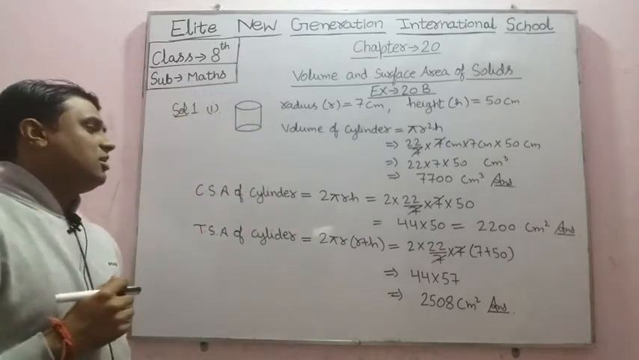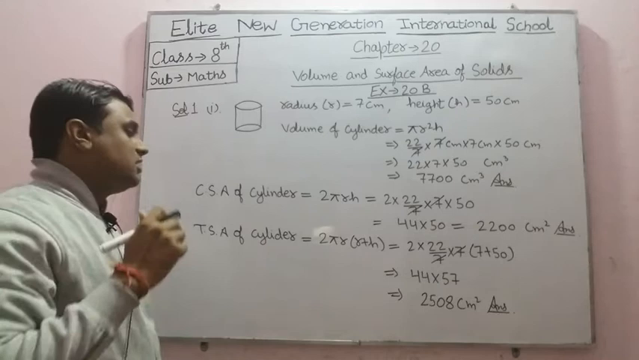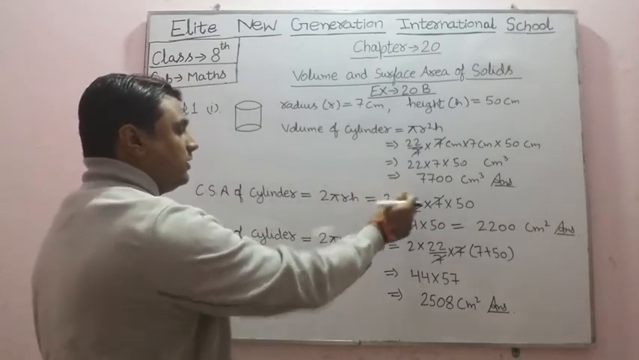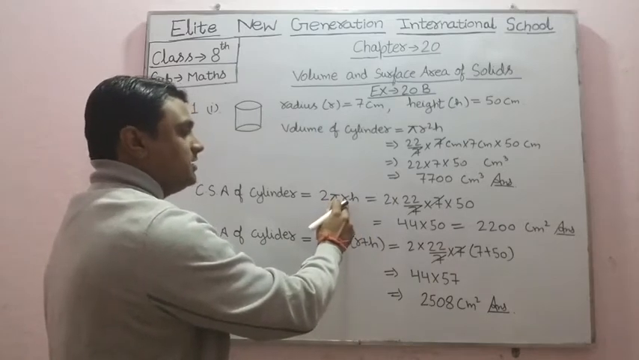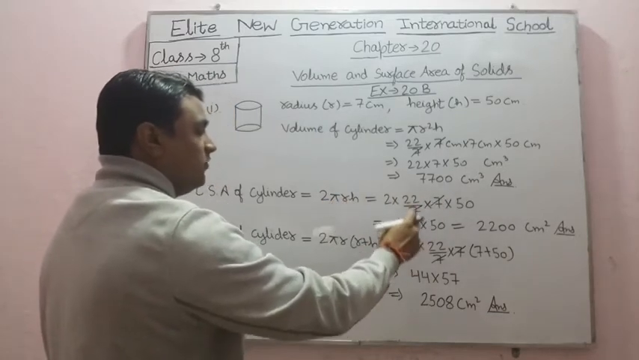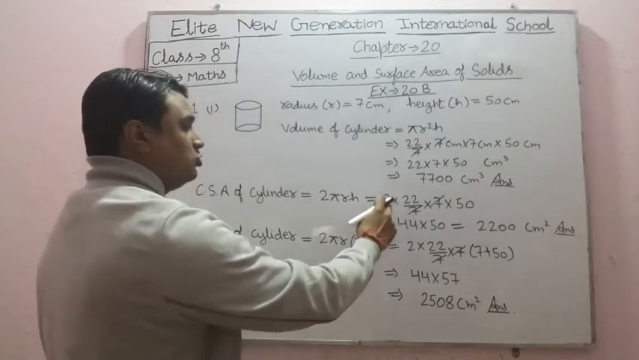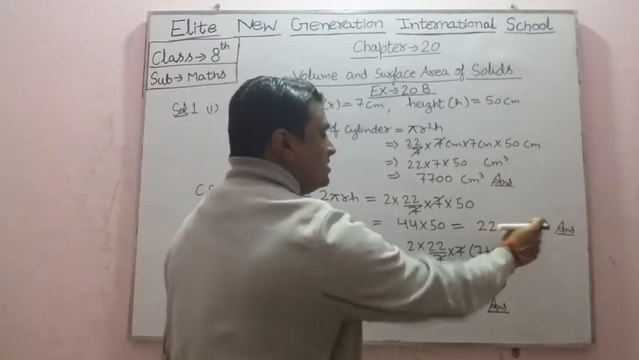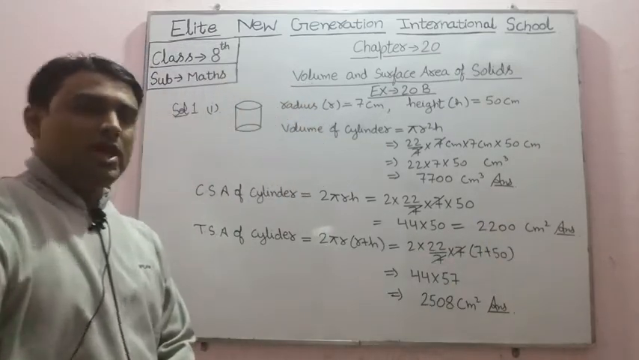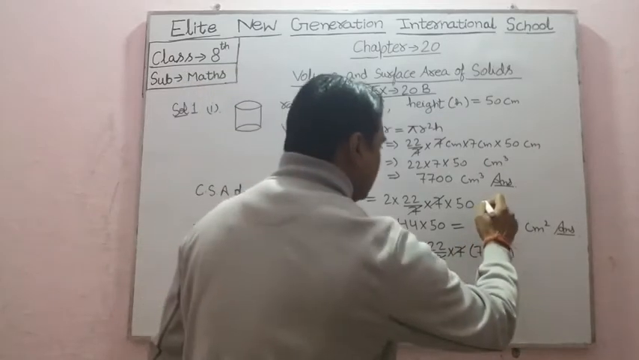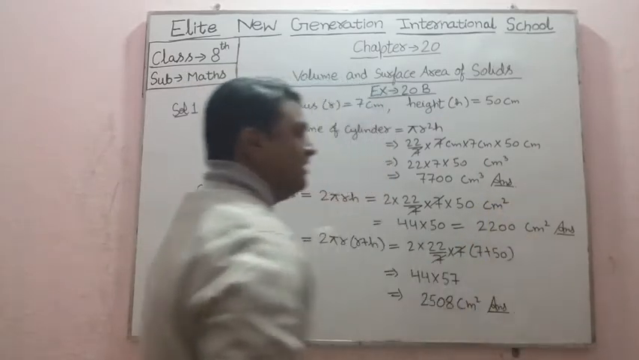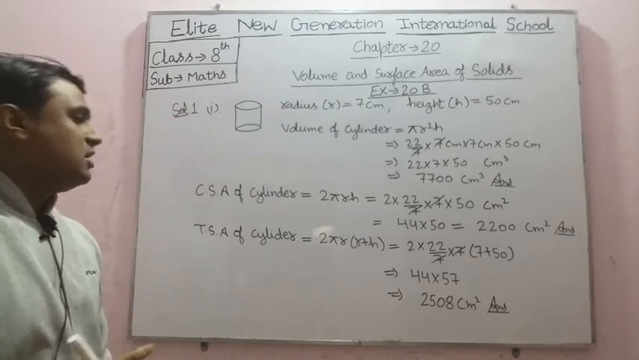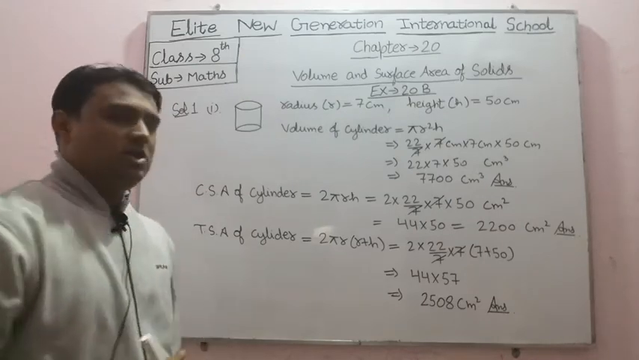Now the curved surface area of cylinder. The formula for finding curved surface area is 2 pi r h. Here 2 into 22 upon 7, the value of r is 7 and h is 50. Solving it, 7 will cancel by 7. So 2 into 22 will be 44, and into 50, it will be 2200 centimeter square. Since it is area, its unit will be centimeter square. So the curved surface area is 2200 centimeter square.